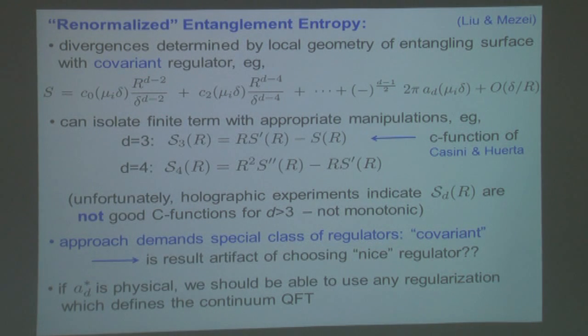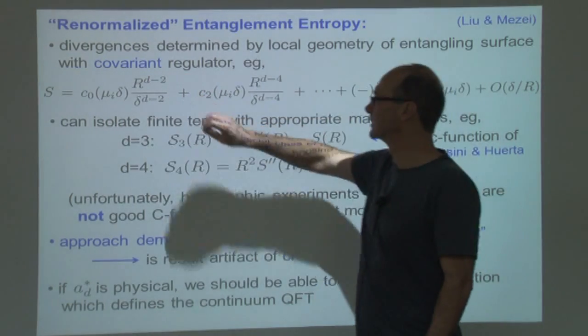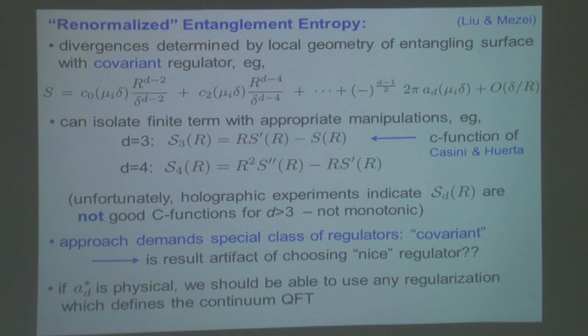However, this idea that there's lots of geometry hidden in this formula, implicitly we're saying that we're using a very special kind of regulator, or a covariant regulator. And that's natural if we're authors on HEP-TH. That's the kind of regulators that we think about. But one could still worry that identifying this constant is an artifact of using a very special kind of regulator. If this is really something physical, then we should be able to use any regularization scheme that defines our continuum quantum field theory in some way.